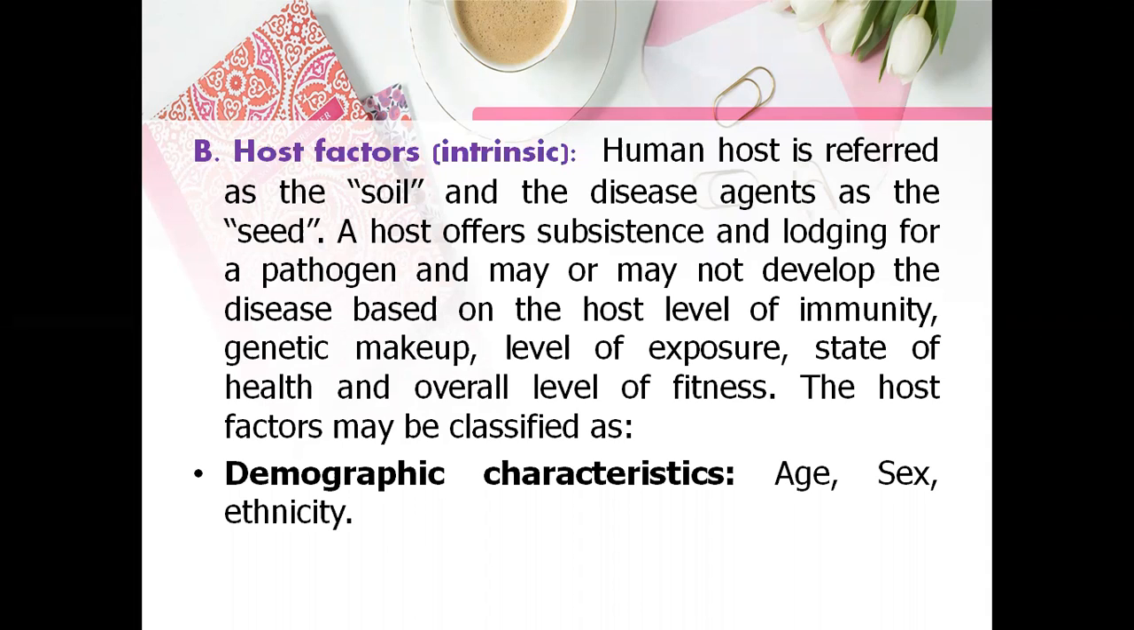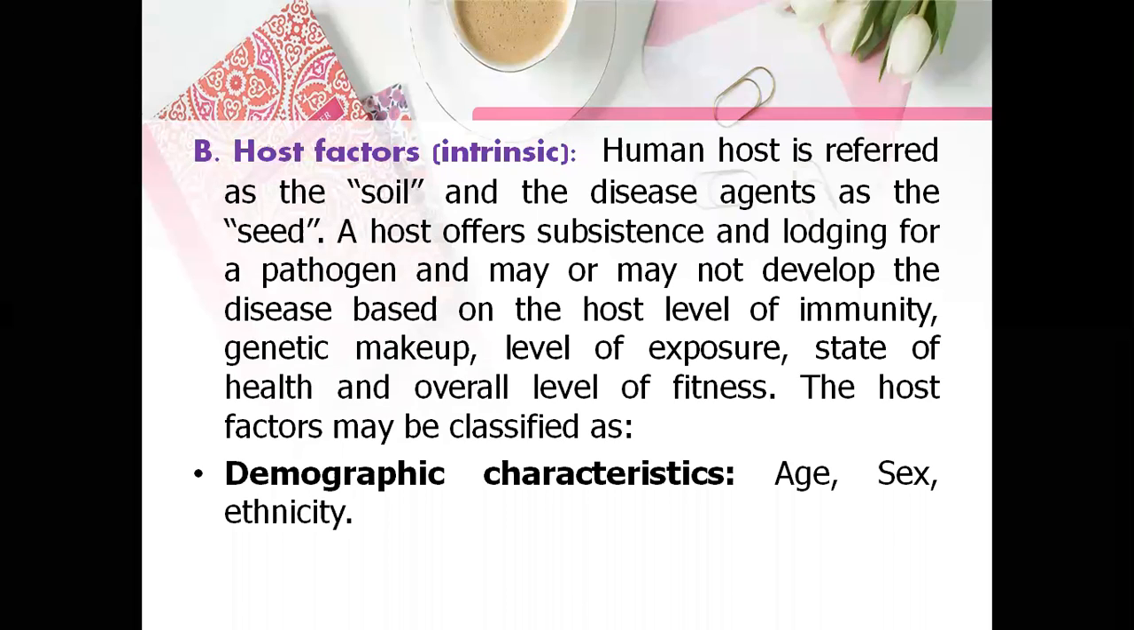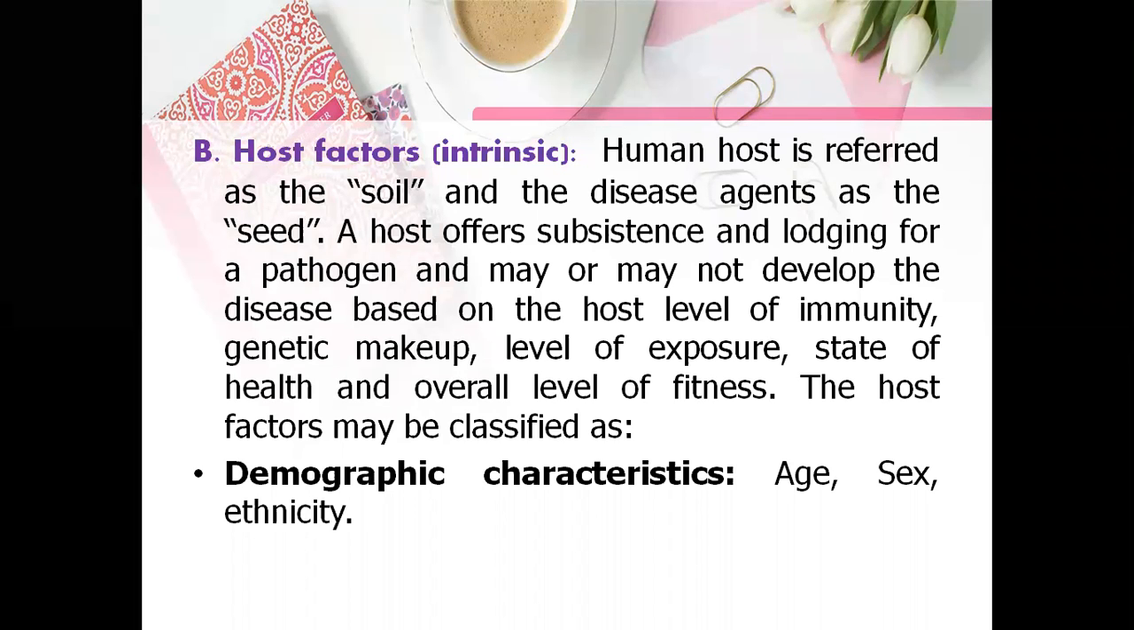For example, age: common diseases like diabetes and hypertension are very common once people cross 50 or 40 years of age. So with increasing age, there is also an increased chance that a person will develop the disease. Once the host agent enters a very old individual, he might develop the disease very easily compared to a young adult or a child.